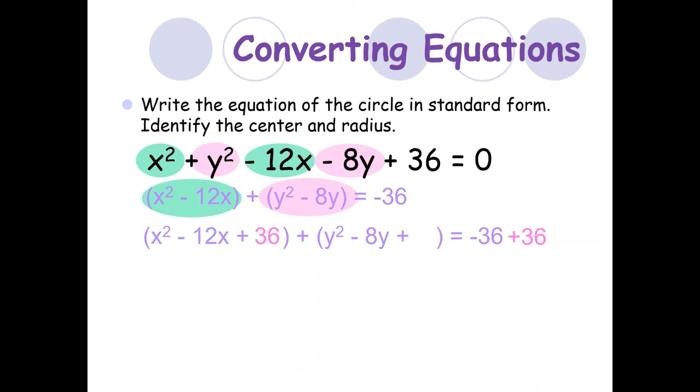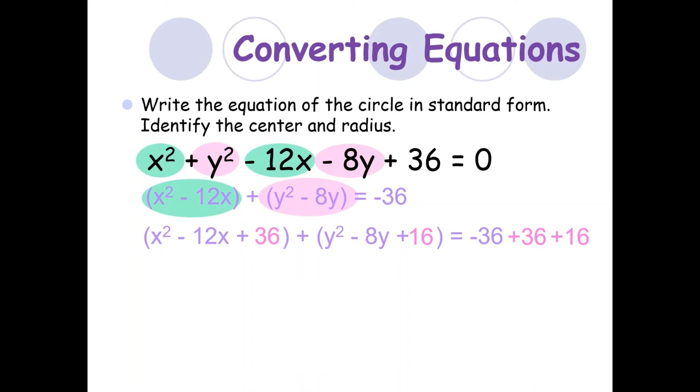Now we will complete the square for the y terms. Half of -8 is -4. -4 squared is 16. And because I added 16 on the left, I have to also add 16 to the right in order to keep the equation balanced.